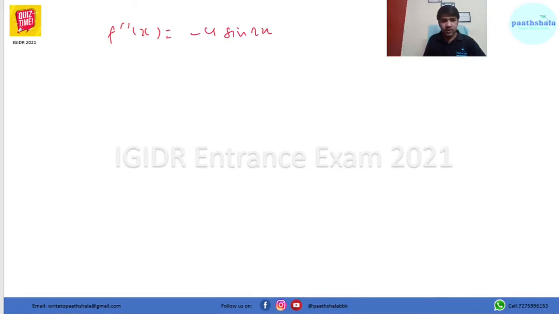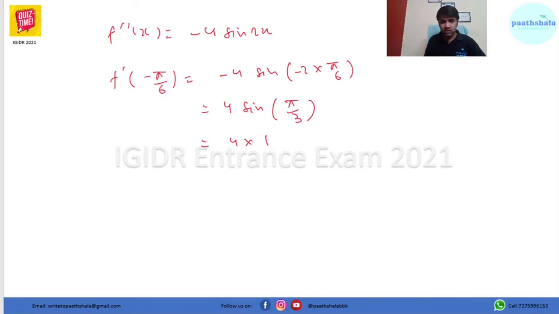Okay, now let's check this at minus pi by 6. So this will come out to be minus 4 sine 2 into minus pi by 6. Okay, so sine minus theta is minus sine theta. So this will become plus, and this will come out to be 2 sine pi by 3, and sine pi by 3 is sine 60, that is root 3 by 2. So this will come out to be 2 root 3. Okay, so here this is greater than 0. So by the second derivative condition, if it is greater than 0, it will be a minimum. So here this will come out to be local minima.